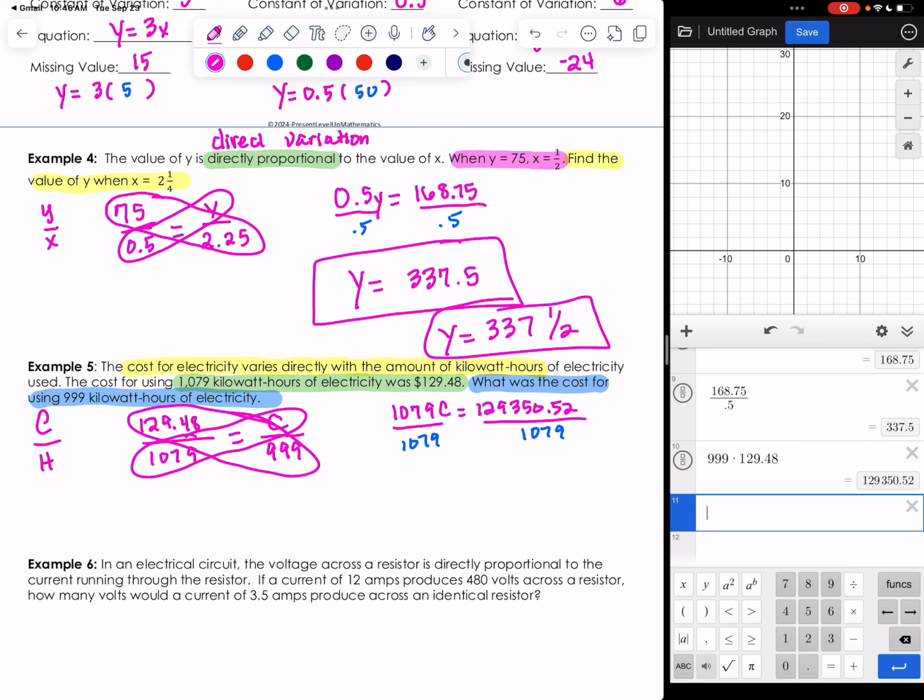All right, now to solve this, we're going to divide both sides by 1079. All right, so 129,350.52 divided by 1079. So that gives us a cost of $119.88.